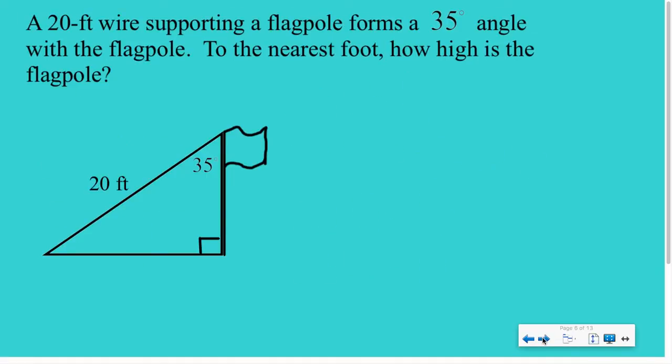Alright, using your trig functions to find the height of tall objects. It says that a 20-foot wire supporting a flagpole forms a 35-degree angle with the flagpole. To the nearest foot, how high is the flagpole? If I want to know the flagpole's height, am I looking for this horizontal distance or the vertical? Vertical. Okay, so let's call that x.